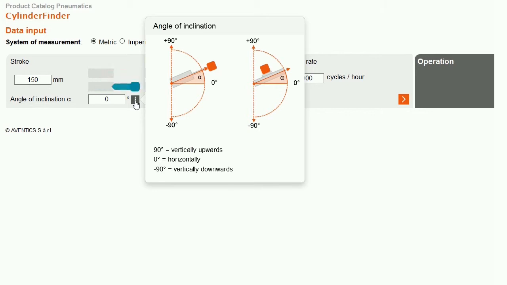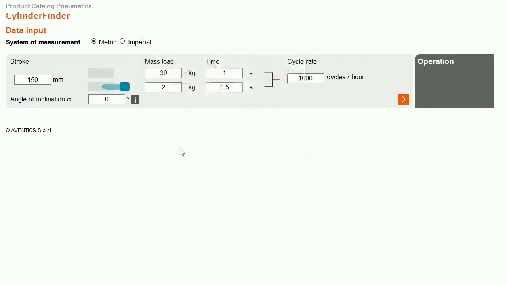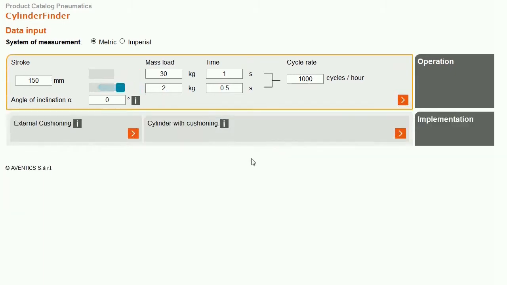If, for example, an object needs to be moved vertically upwards, you must enter an angle of inclination of 90 degrees. In our example, however, the object should be moved horizontally, so we will leave the angle of inclination at 0. We will continue by clicking on the next step arrow.